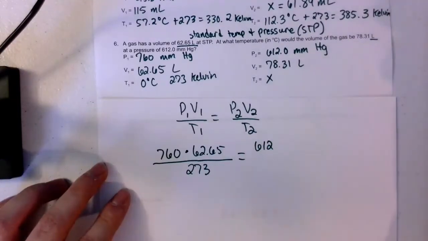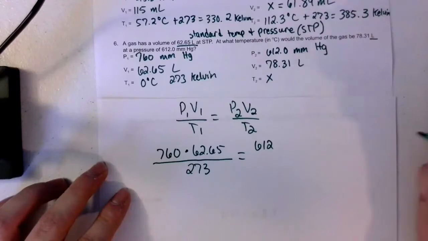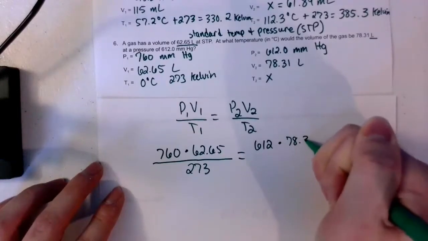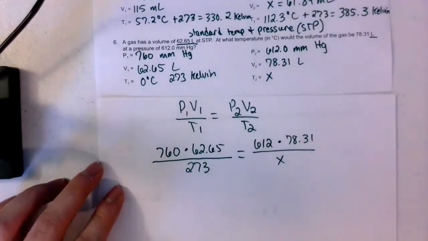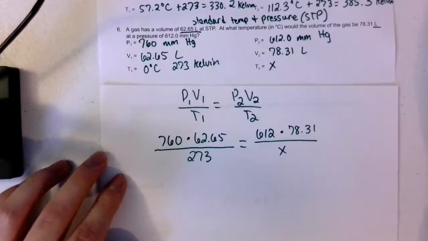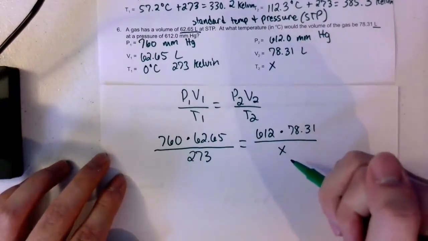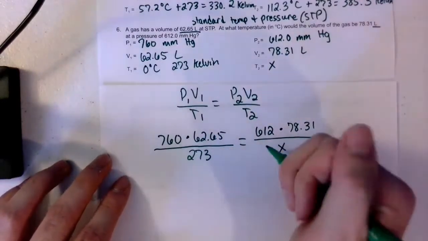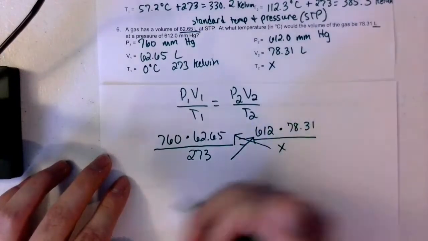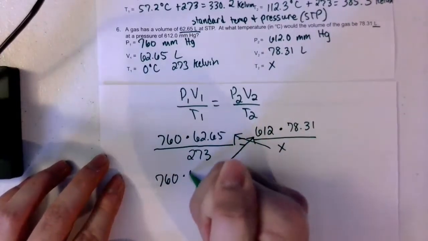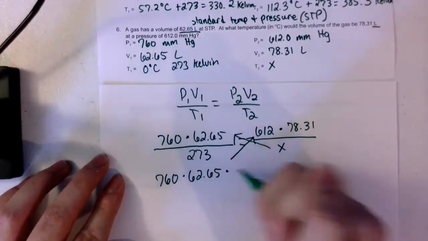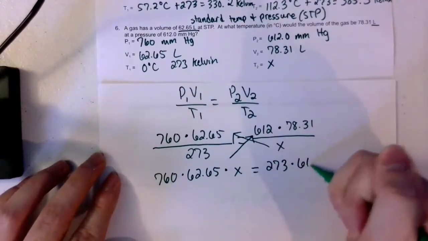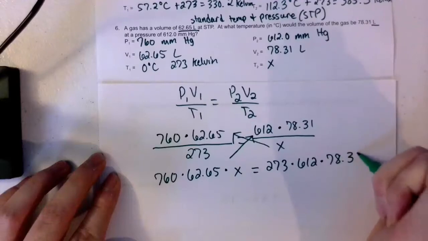So 612. You don't really need the 0.0. If you want to put it, you can. I'm not going to put it just to save some space. Times 78.31 over x, because we don't know what this temperature 2 is. Remember, whenever you get x here, it's going to turn out to be in Kelvin. Over here, I'm going to cross multiply, so 760 times 62.65 times x is going to be equal to 273 times 612 times 78.31.